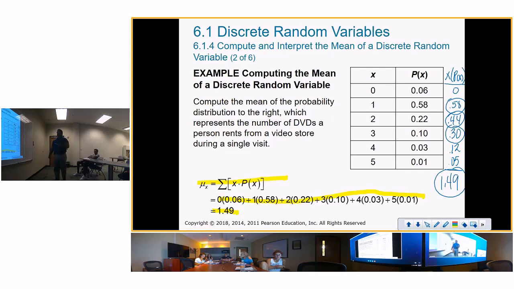It says compute the mean of the probability distribution to the right, which represents the number of DVDs a person rents from a video store.